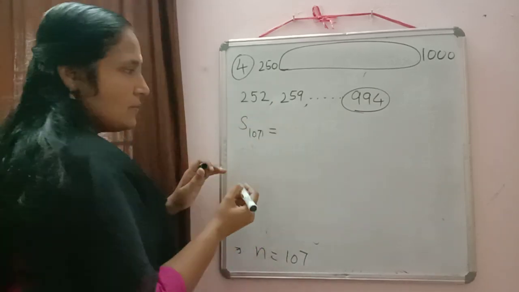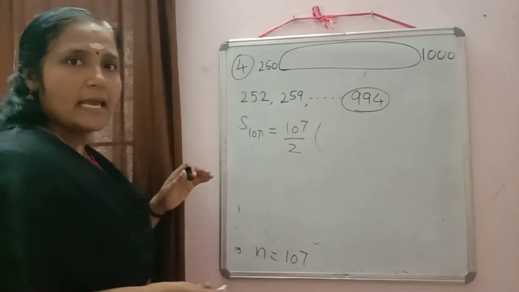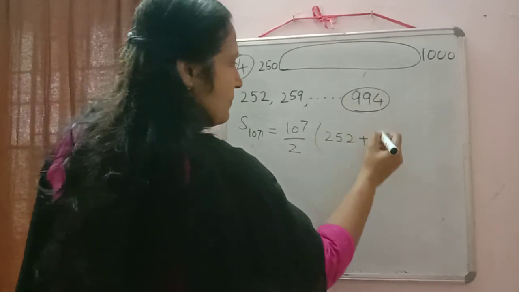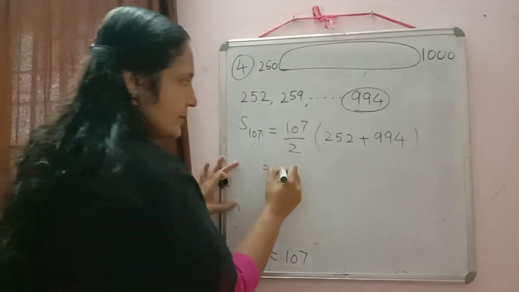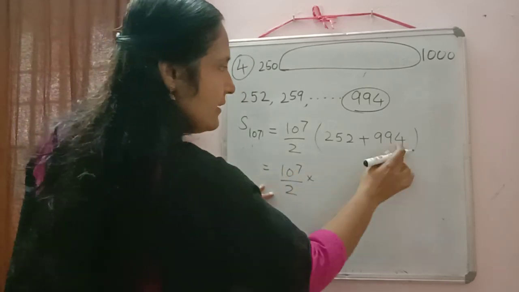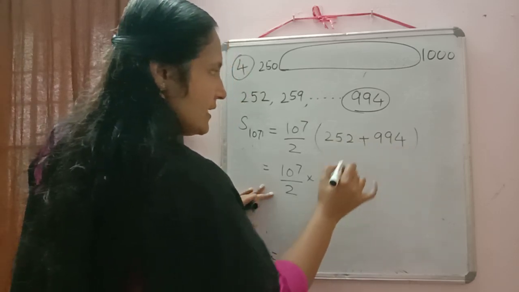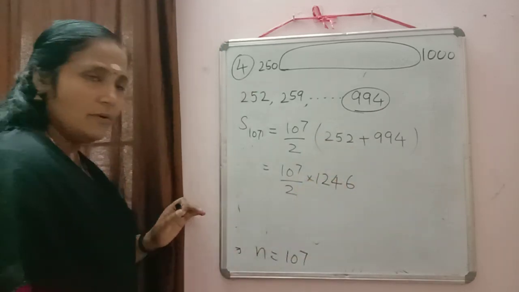S107 is equal to 107 by 2 into (2A plus An) we can use. So here it will be equal to 252 plus 994. So 107 by 2 into these two we can add. 4 plus 2, 6. 9 plus 5, 14. Carry over 1. 9 plus 2, 11, plus 1 will be equal to 12.